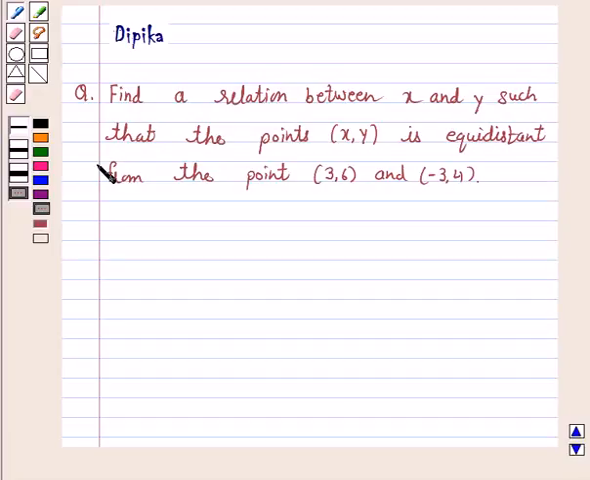Let's discuss a question. Find the relation between x and y such that the point (x, y) is equidistant from the points (3, 6) and (-3, 4). So let's start the solution.